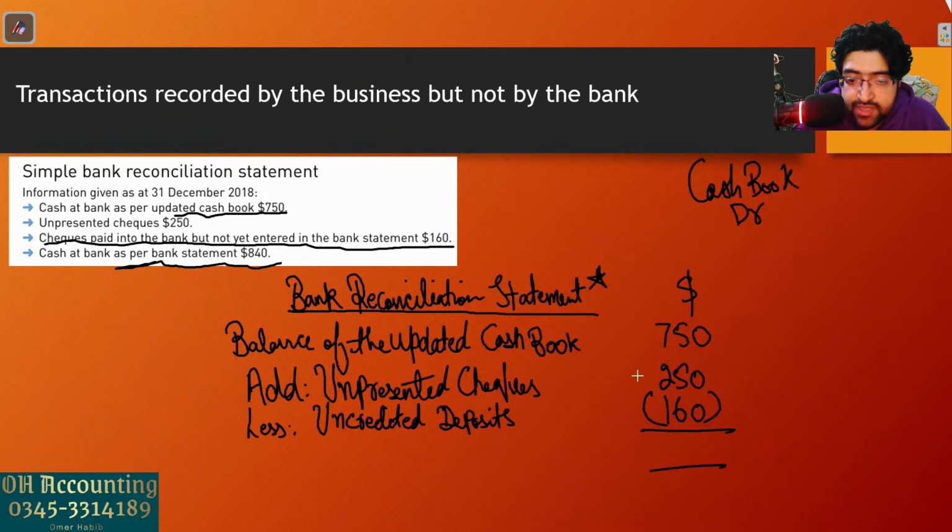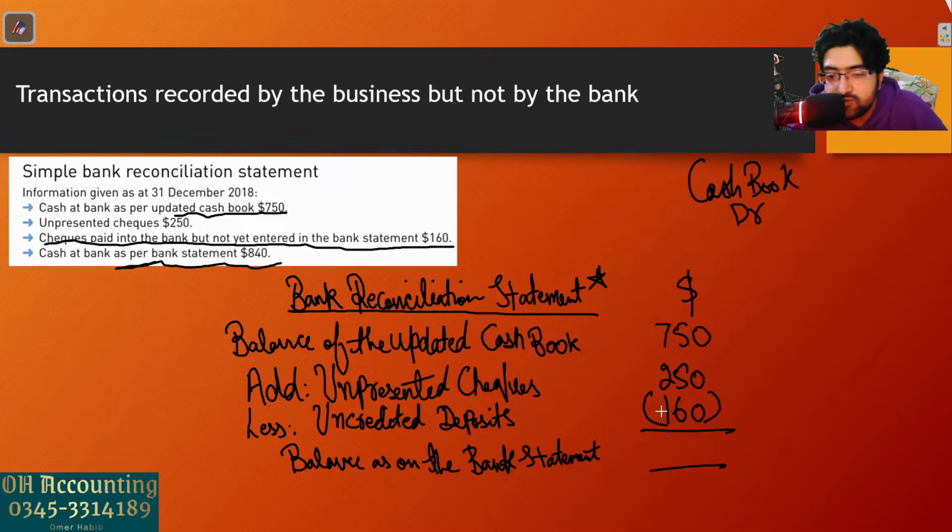Do the working for this. You should get the same balance as on the bank statement, because now we have fixed everything, we have traced everything, and we have found the reasons why the balances were not equal. We have added back and subtracted the values necessary to come to the same balance. So let me do this. 750 plus 250 minus 160 gives me 840.